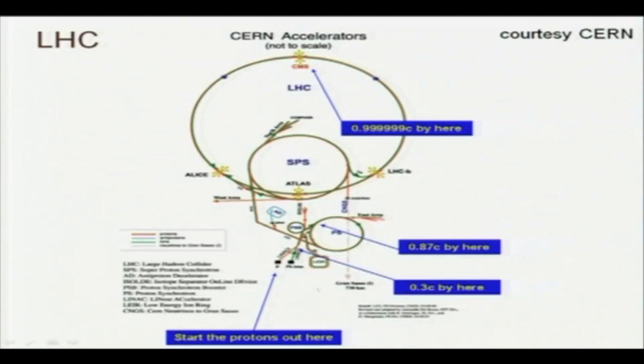We will see that this complex has different stages of accelerating protons. They are produced at the start, and then accelerated through a linear accelerator and a PS, the proton synchrotron, to some energy, and finally, when they come to the LHC ring of 27 kilometer perimeter, the speed of the proton is very close to c, 0.9999999 c.